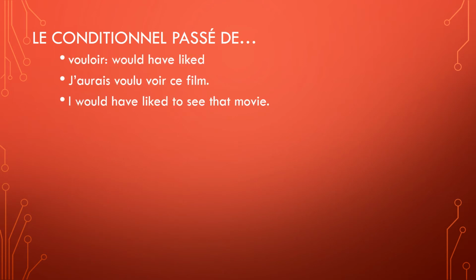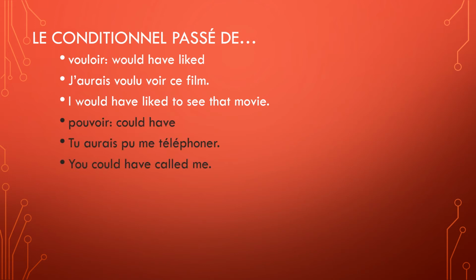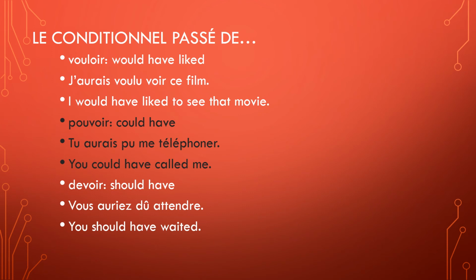So we have the verb vouloir, would have liked in the conditional passé is how you would conjugate it. And it is a verb that is very often used in this tense. We also have pouvoir, so could have. And devoir, should have. Just like with the regular conditional, I would like, I could do something, you should do something. These three verbs, would have, could have, and should have, are very common in the conditional past.